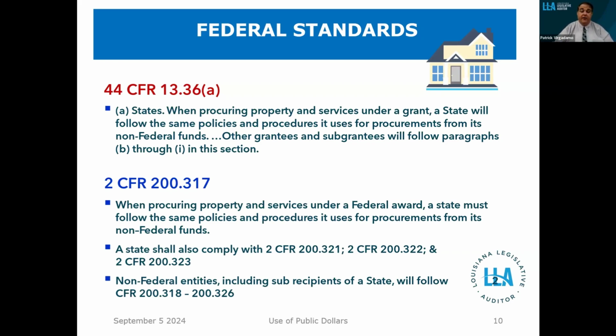All other non-federal entities, including subrecipient states, have to follow all the specific rules under 2 CFR sections 200.318 to 200.326. So it's important to note, depending on what your entity is, if you're a state entity, you follow your normal rules, your procurement code. If you are an entity that is a political subdivision, you not only have to follow your state and local rules, you also have to follow specific federal rules. And we're going to go through those in general, of those things you need to be mindful of.